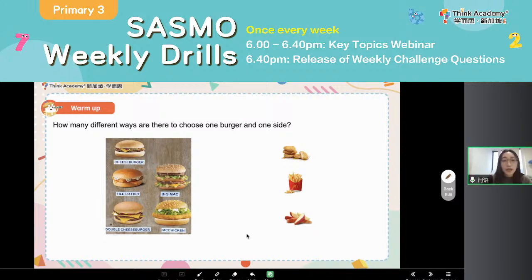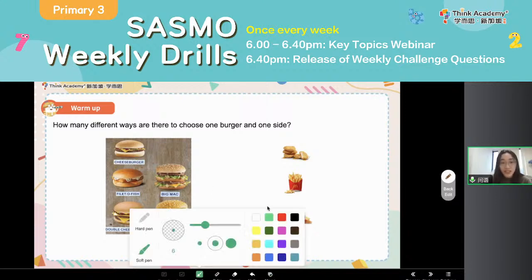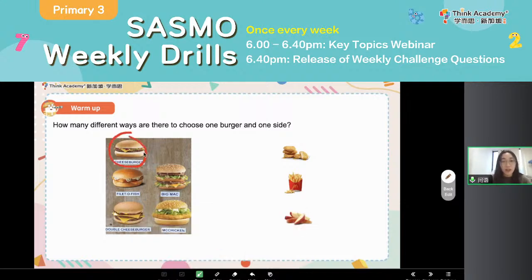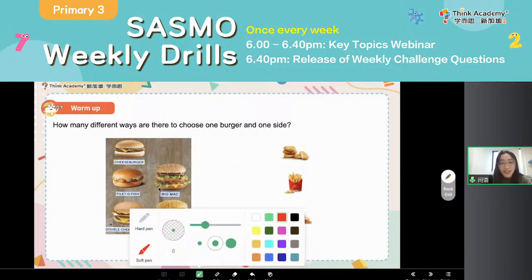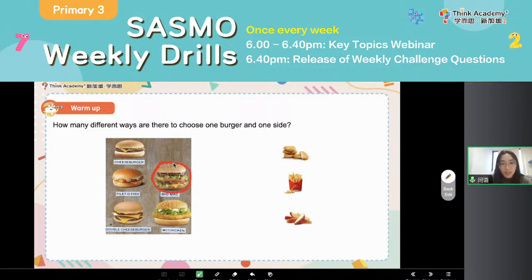Okay, so you can see that there are 5 choices to choose burger, right? And also there are 3 choices to choose one side. So actually here you see that we need to match them one by one. For example, if I just focus on the cheeseburger, then I can have 1, 2, 3 choices, right? Okay, and then what about if I move to the second one? So what about this Big Mac? Again, how many choices do I have? Look, 1, 2, 3. So actually for other burgers, you will see the same thing. So altogether, how many choices are there? There will be 5 times 3, which is 15.